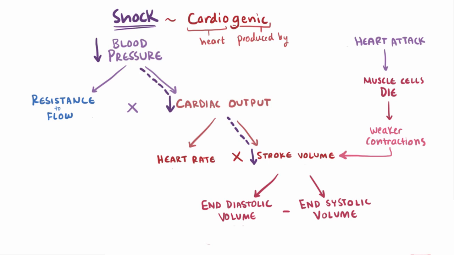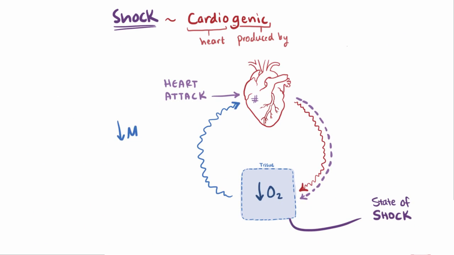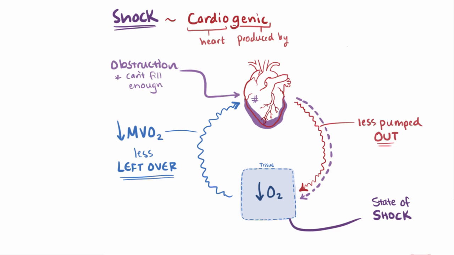In the same way as with hypovolemic shock, the body releases vasoconstrictors to increase vascular resistance and help maintain blood pressure. Also, as with hypovolemic shock, MVO2 will be down since there's less oxygen being pumped out, and so less will be left over. Sometimes there might be an obstruction that doesn't allow the heart to fill properly with blood. For example, we might have the pericardial sac fill up with fluid from an infection, or blood from a traumatic accident like getting stabbed in the chest.